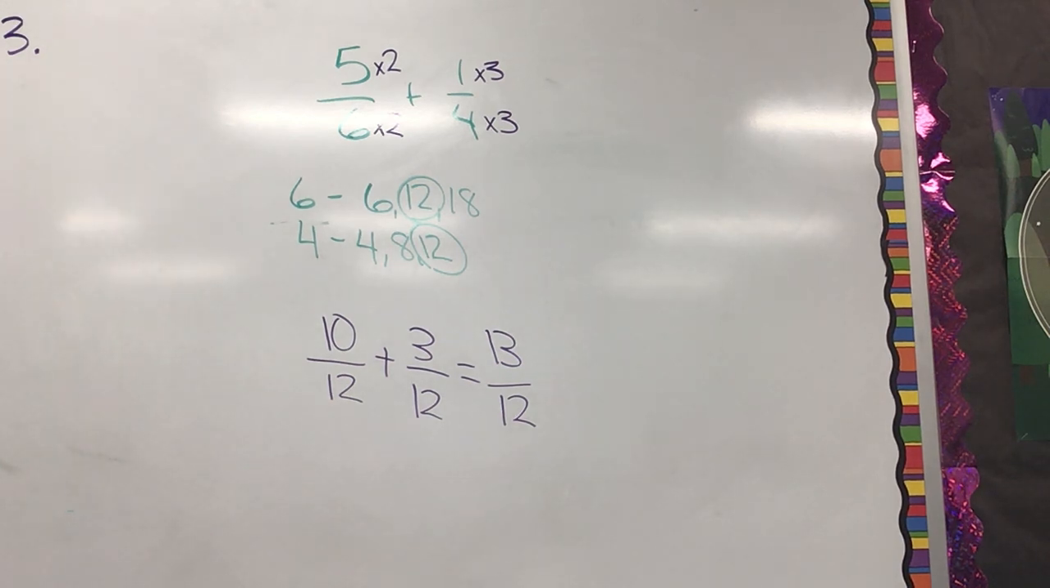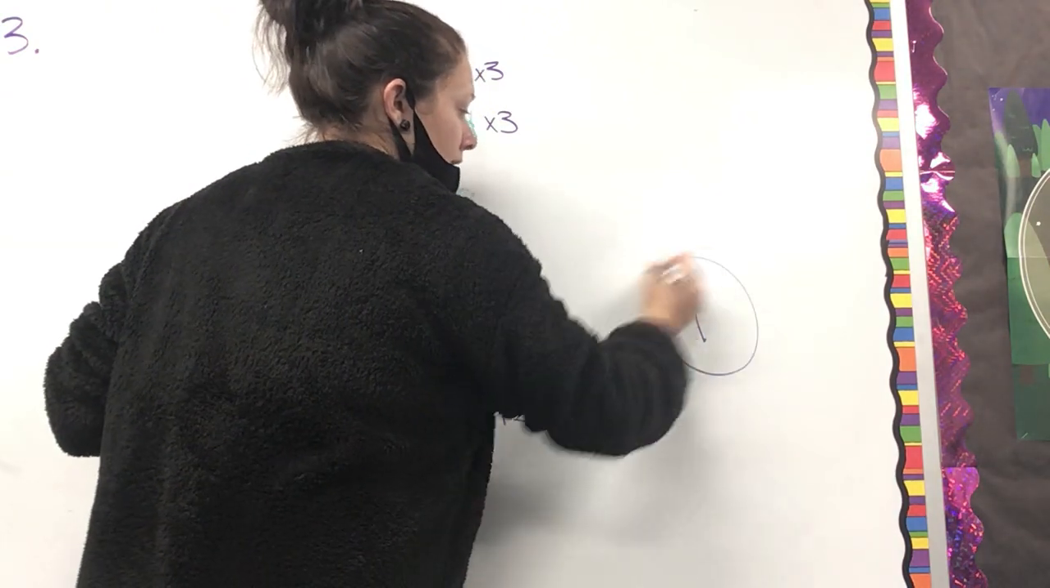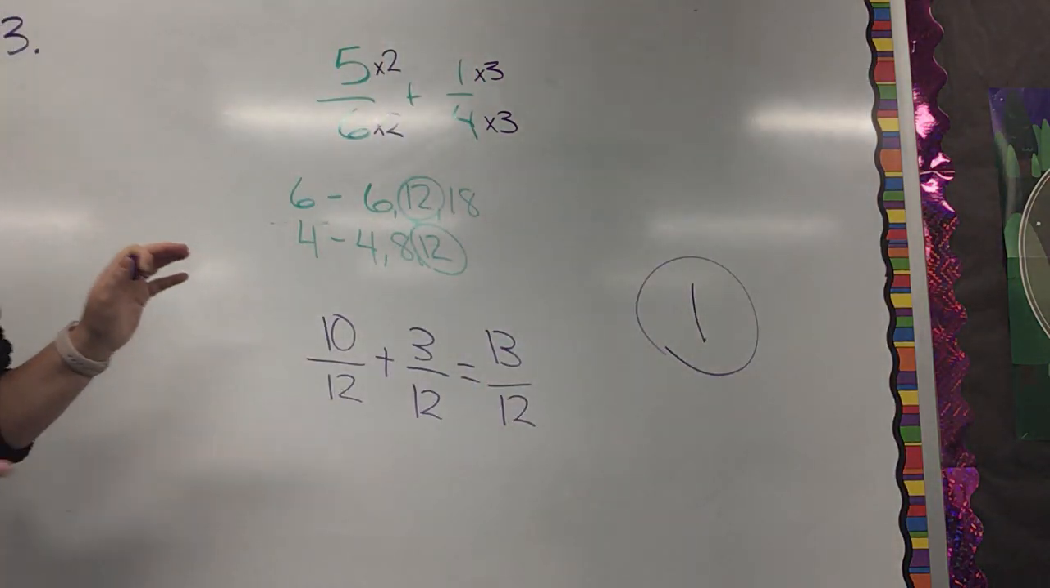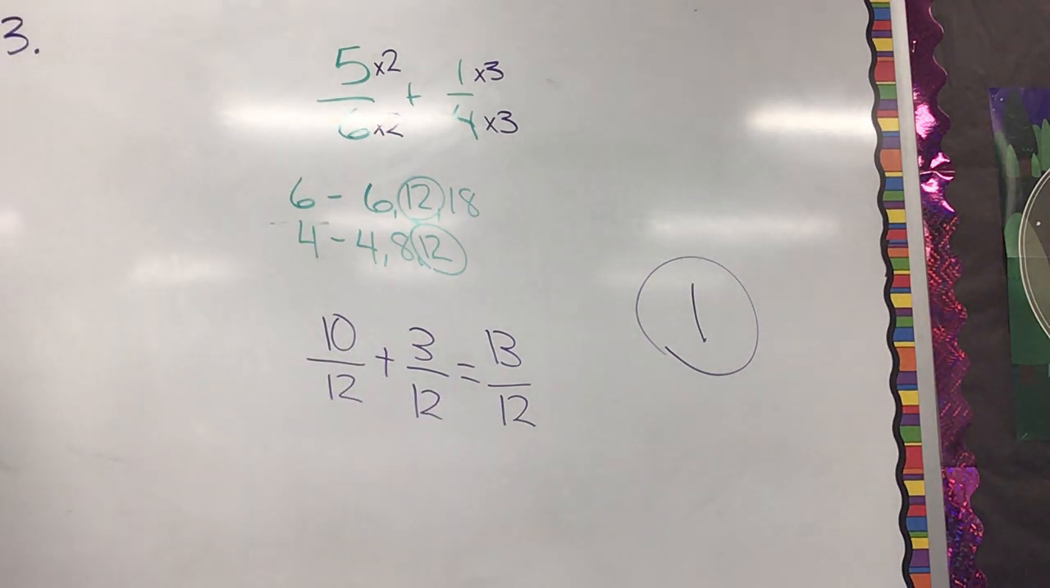I heard a couple friends say, well, how do I know how big a yard is? Think about when we drew our pie. You don't necessarily need to know how big a yard is here. We know 1 yard is going to be what? Just 1. A whole number. I need this fraction to be a whole number.